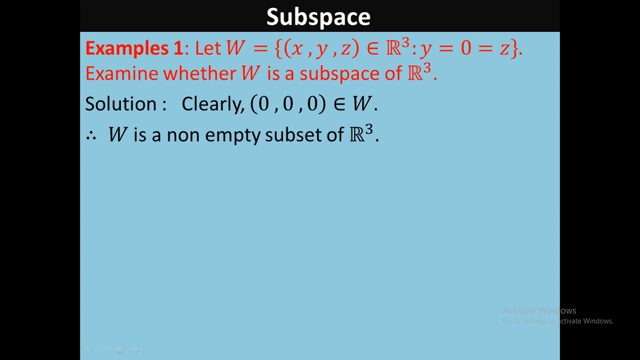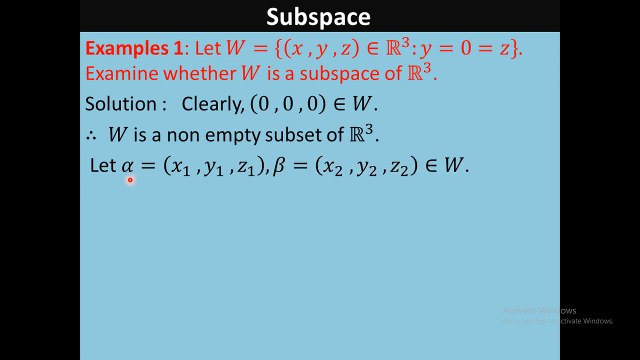We have to show that W is a subspace of R3. You know the two conditions which were discussed. The first condition: alpha plus beta is in W for all alpha, beta in W. The second condition: C dot alpha is in W for all alpha in W and for all C in F. For the first condition, let alpha be (x1, y1, z1) and beta be (x2, y2, z2) in W. Here we consider two elements alpha and beta from W. Now we have to calculate alpha plus beta, and check whether alpha plus beta is in W or not.